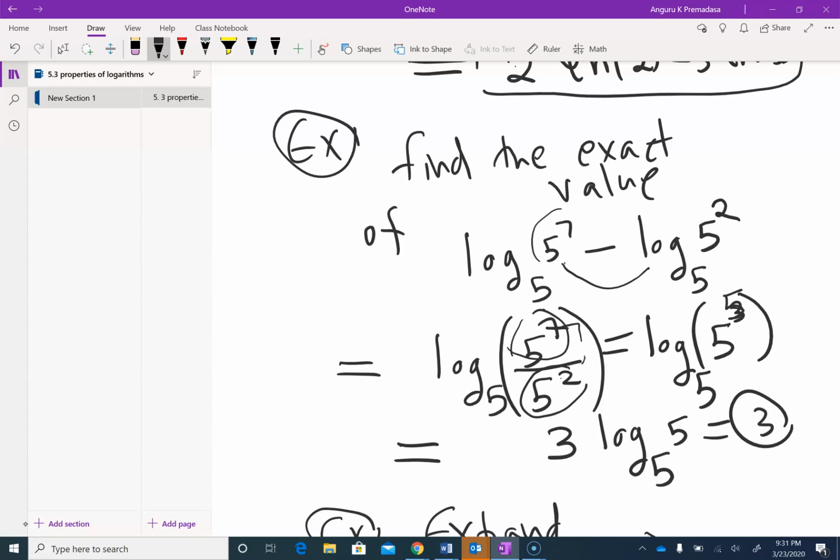Now you can actually do something more, because you can bring the 5 forward, right? So then this becomes 5 times log base 5 of 5. And we know that log base 5 of 5 is equal to 1 from the property that we learned in 5.2. So this is 1. So the final answer is actually 5.